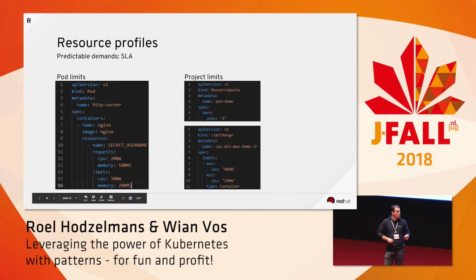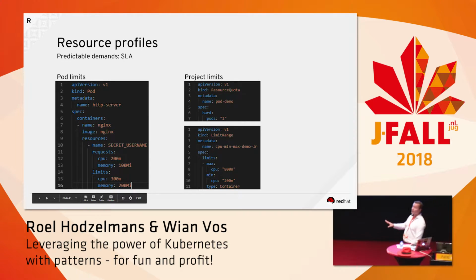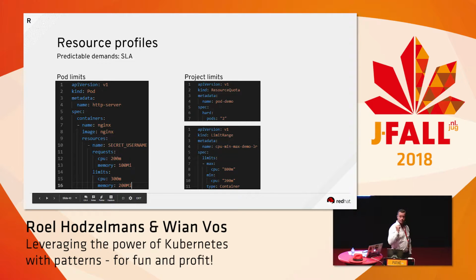One remark. We are Red Hat, we have OpenShift, and in OpenShift, we call stuff a project. Now in Kubernetes, whenever you see project, it's actually a namespace. Sorry, I normally do OpenShift.